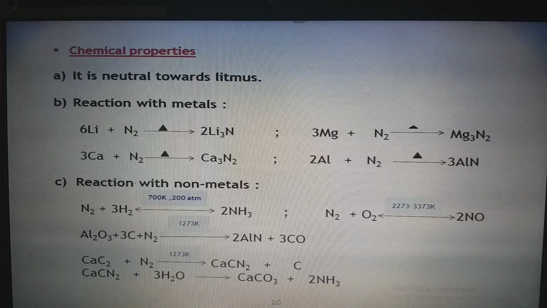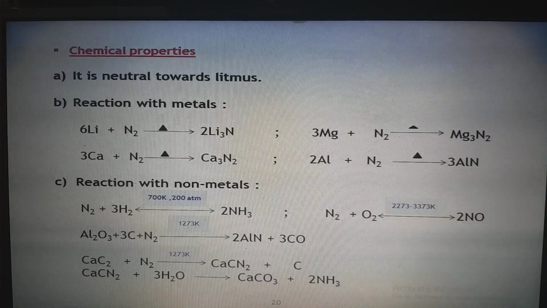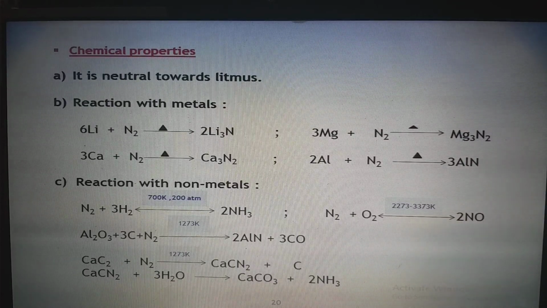Nitrogen reacts with aluminum oxide in presence of coke at around 1273 Kelvin to give aluminium nitride and carbon monoxide. Nitrogen reacts with calcium carbide at 1273 Kelvin to give calcium cyanamide and coke. This mixture, calcium cyanamide and coke, is called nitrolim and it acts as a very good fertilizer. Calcium cyanamide undergoes hydrolysis to give calcium carbonate and liberates ammonia gas.